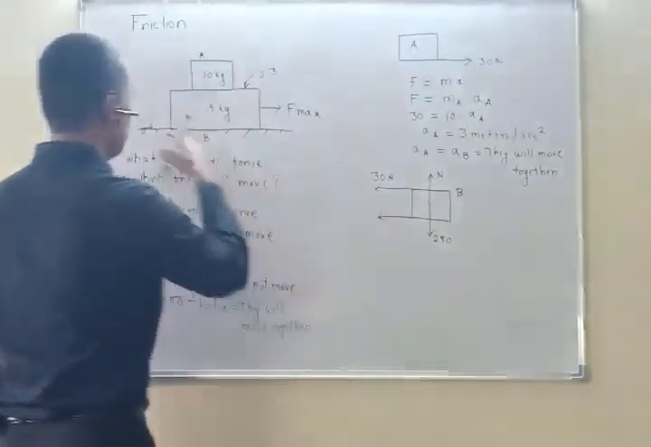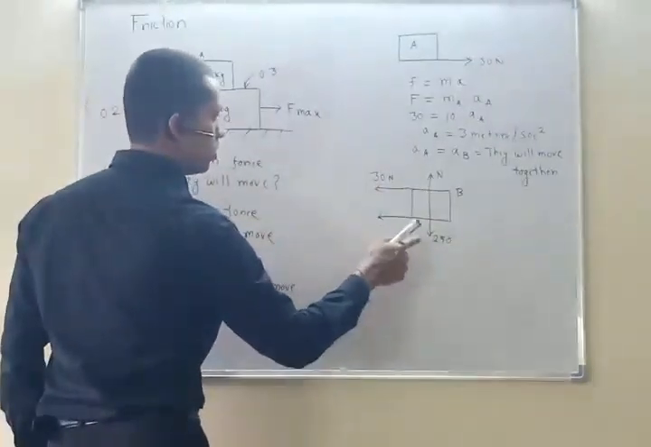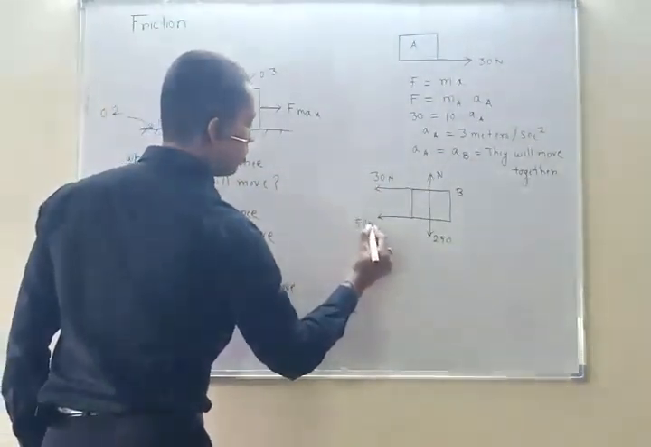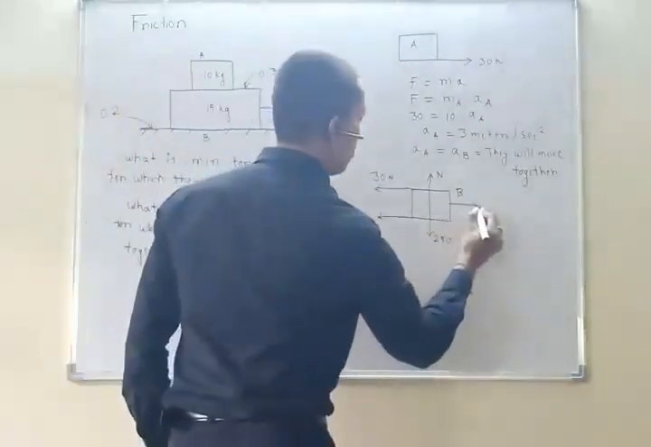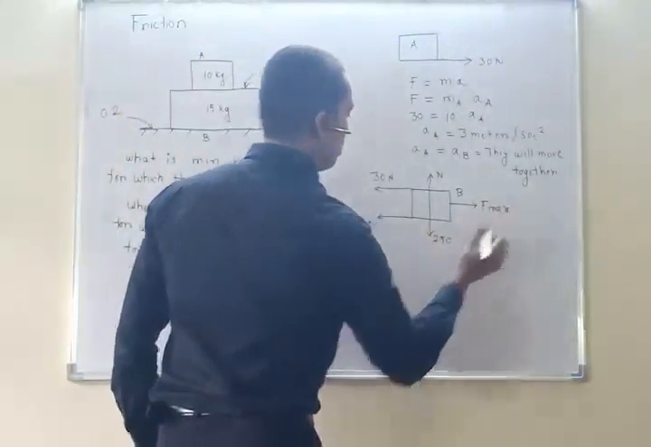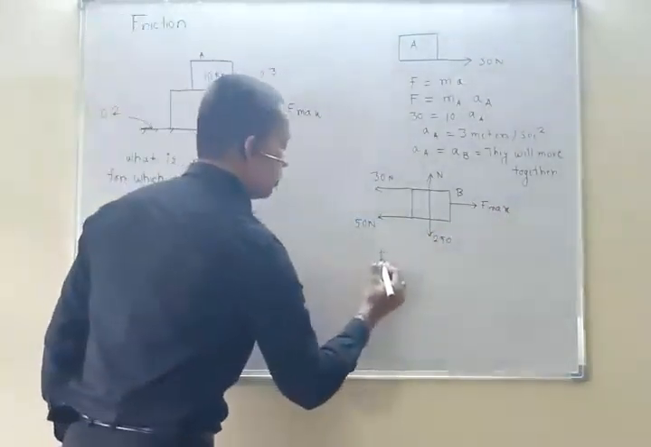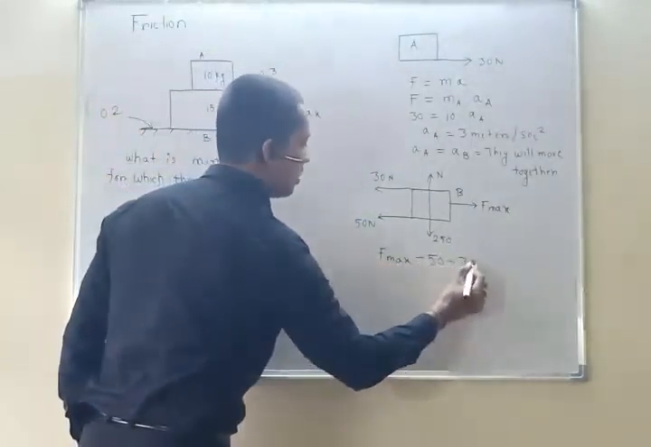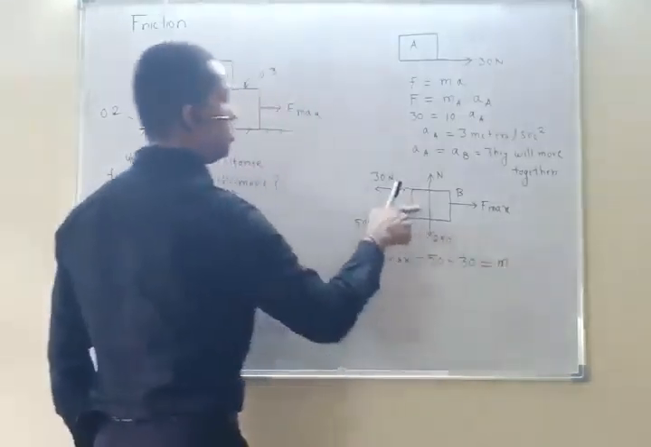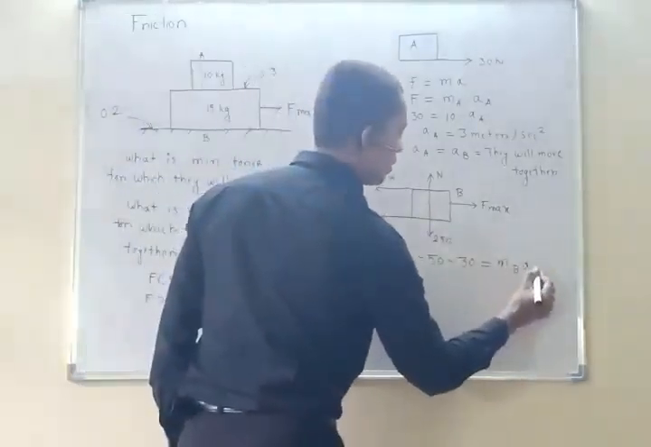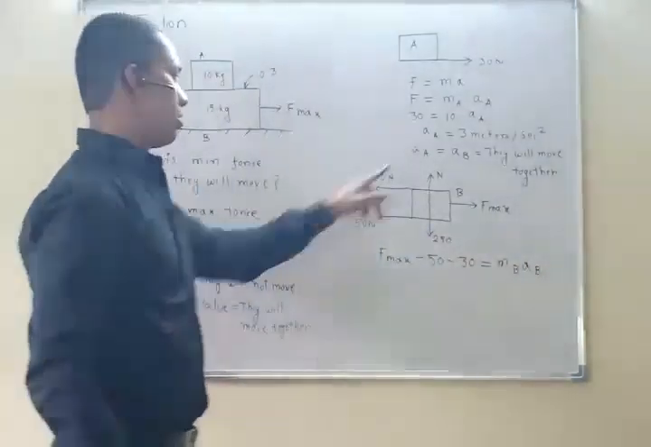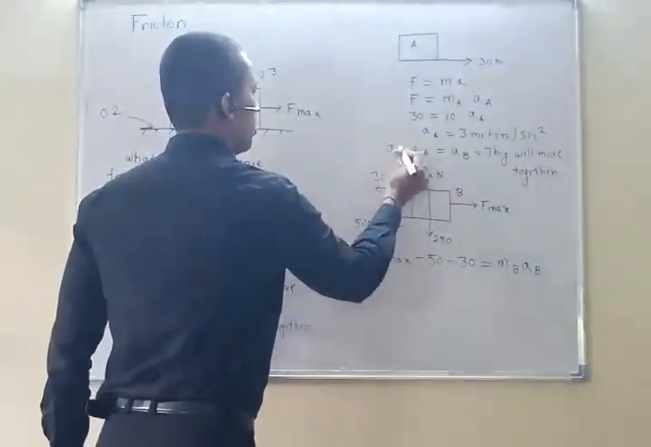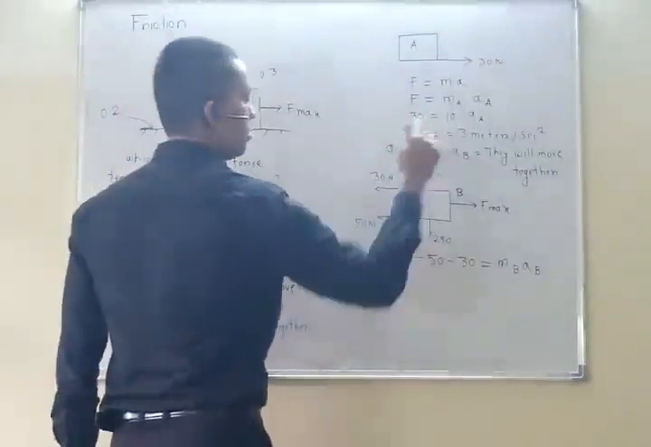What is that? 250 into 0.2, mu times N. Mu is 0.2, N is 250. That is 50 Newton. 50 Newton is the force. And in this direction F max is the force. Okay, so I can say that F max minus 50 minus 30 is equal to mass of B into acceleration of B, and for this, acceleration of A is equal to acceleration of B. What I can write? Acceleration of B or acceleration of A is equal to a, and that is equal to this 3 meter per second square.